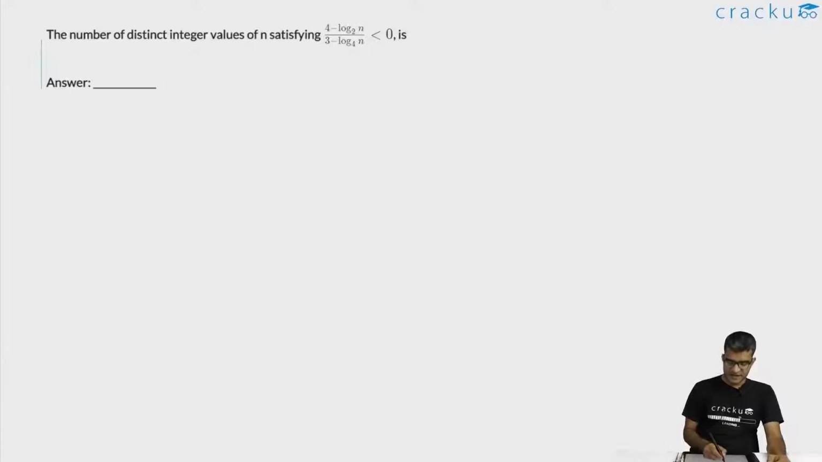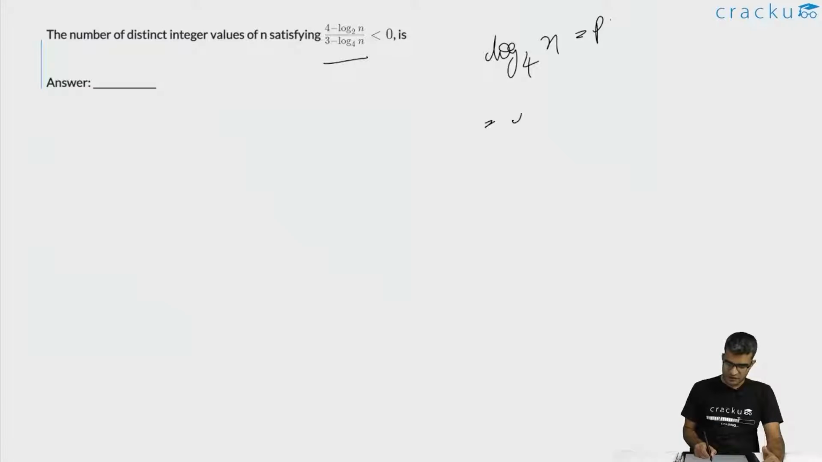In this question, we are asked to calculate the number of distinct integer values of n, for which the inequality (4 minus log n to the base 2) divided by (3 minus log n to the base 4) is less than 0. Let us assume that the value of log of n to the base 4 is equal to p. What is log of n to the base 4?